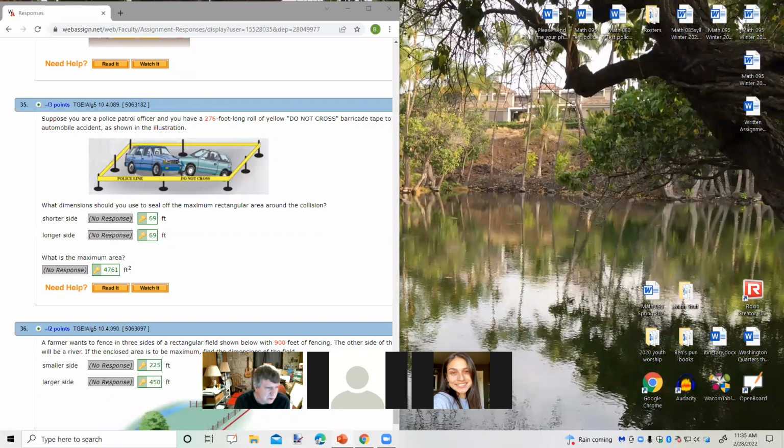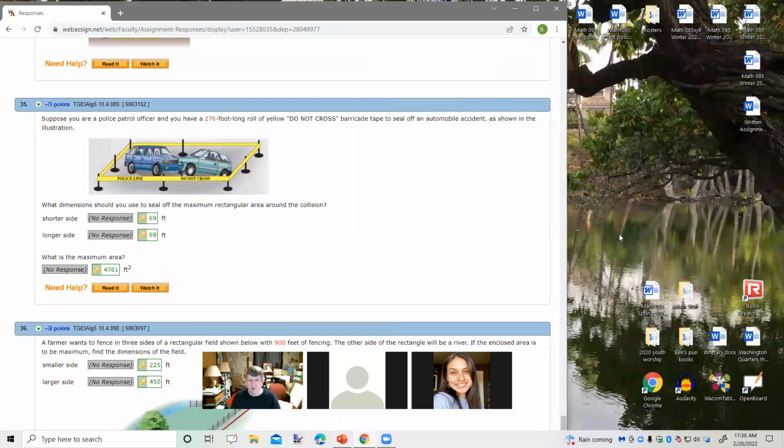So suppose you are a police patrol officer and you have a 276-foot roll of yellow do not cross barrier tape to seal off an automobile accident as shown in the illustration. What dimensions should you use to seal off the maximum rectangular area around the collision? And then they want the shorter side and the longer side, and what is the maximum area? Okay, so let me switch screens.